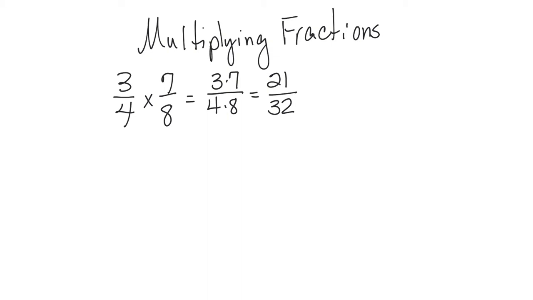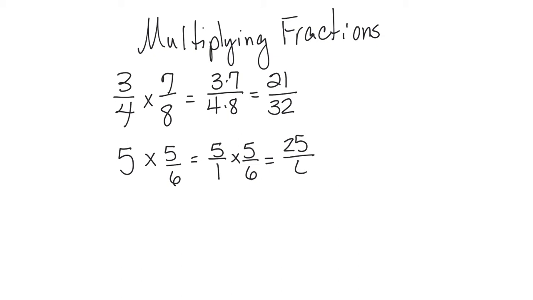simplest form. If you have a mixed number, 5 times 5/6, you have a whole number times a proper fraction. Anytime you have a whole number, you place it over 1. And then you continue the process of saying 5 times 5, which is 25, and 1 times 6, which is 6. In this case, our answer is an improper fraction.